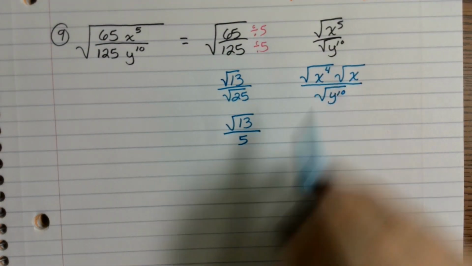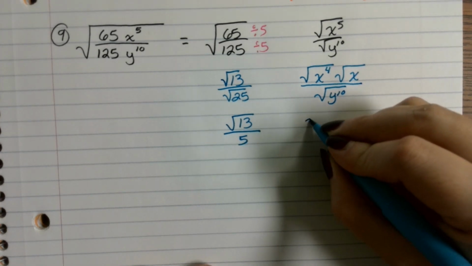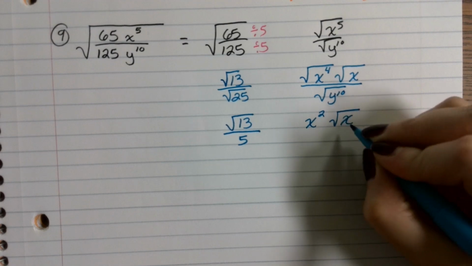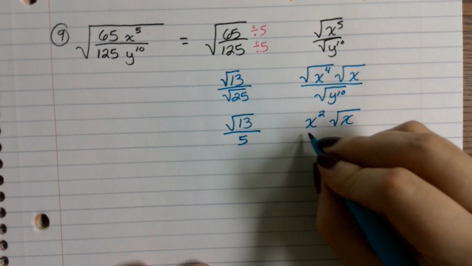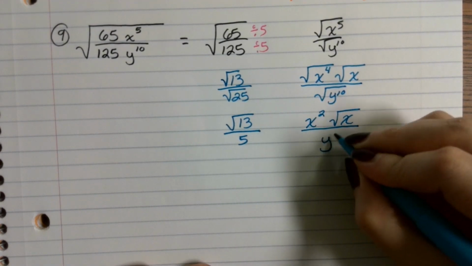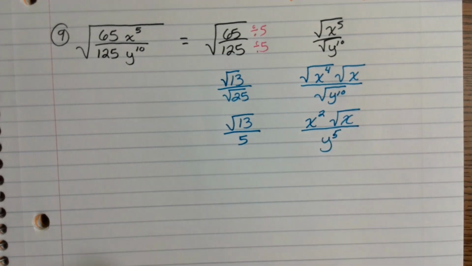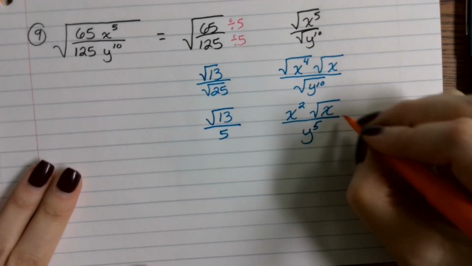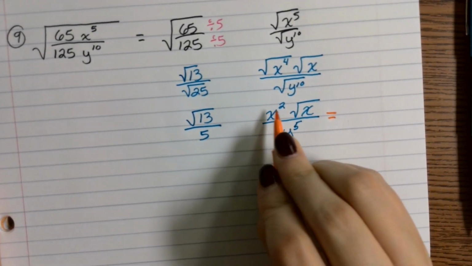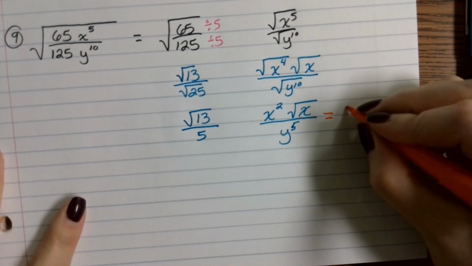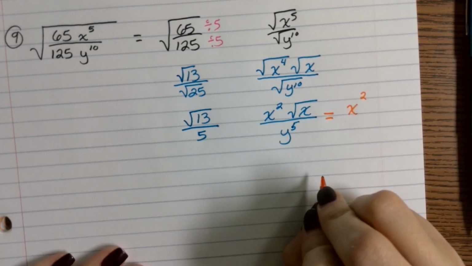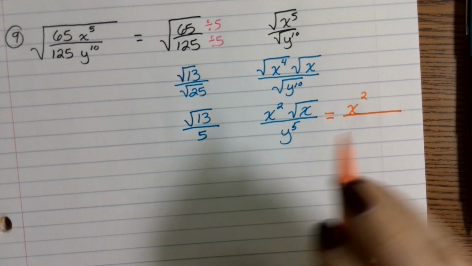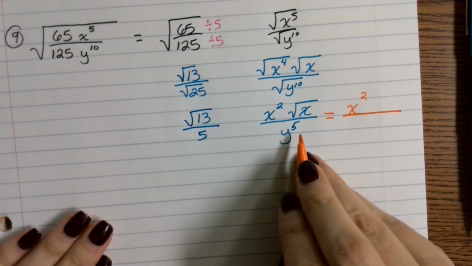What's square root of x to the 4th? x to the 2nd. Square root of x stays square root of x. What's the square root of y to the 10th? y to the 5th. Now piece it all together. With your numerator, the only thing that's going to be outside is x to the 2nd. With your denominator, the only things that are outside are 5 y to the 5th.